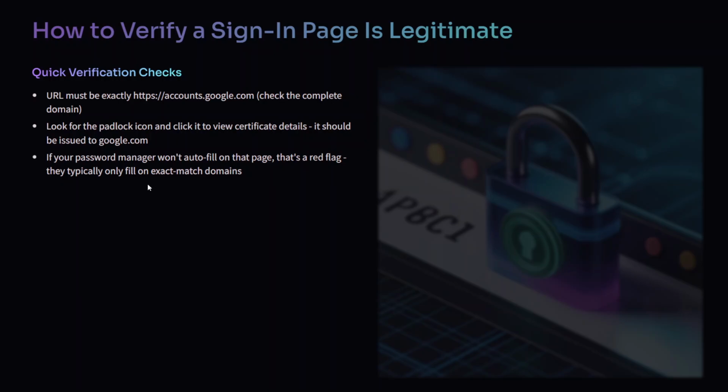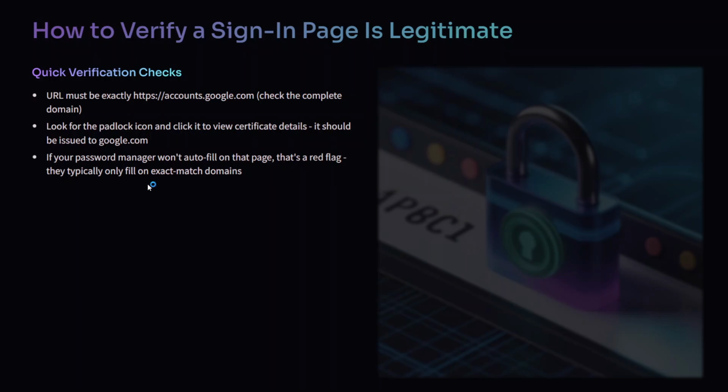Because password managers are built to be really strict about matching domains. They save your password for accounts.google.com. If you land on a fake site, say accounts-google-login.biz, even if it looks identical, the password manager sees the domain doesn't match exactly what it has on record, so it won't fill. It's basically acting like your personal domain verification tool. If it refuses to fill, you should stop and assume the page is likely malicious. Treat it as compromised until proven otherwise. Full stop.